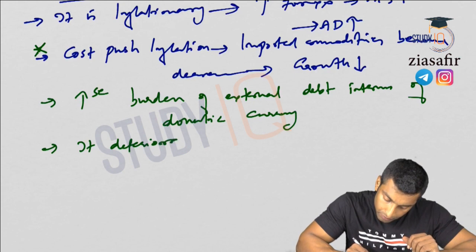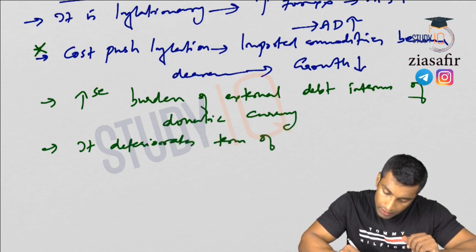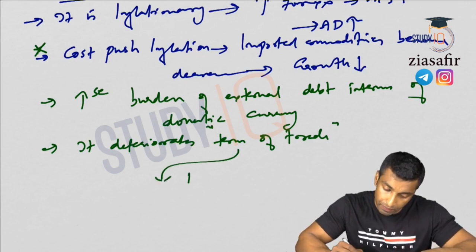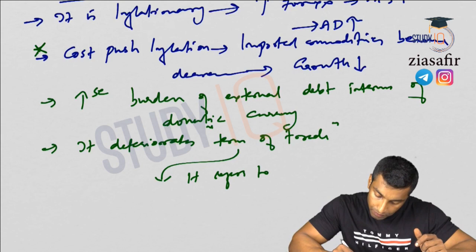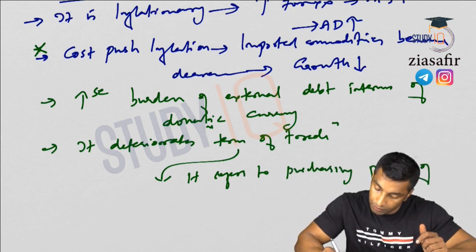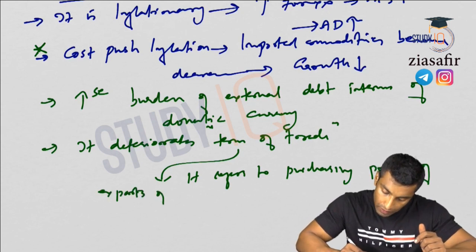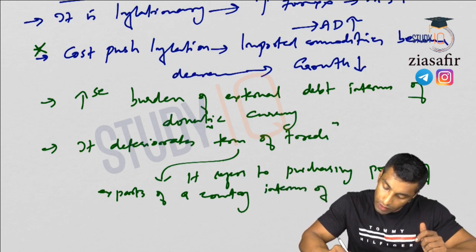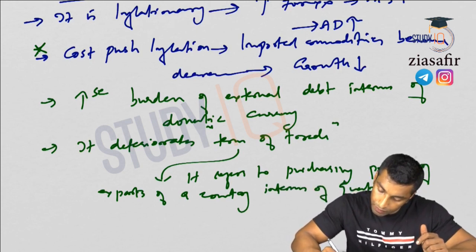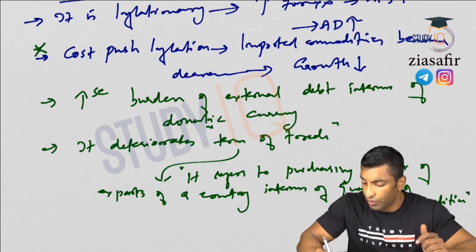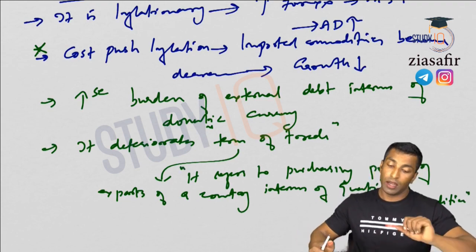It deteriorates terms of trade. What do you mean by terms of trade? It refers to the purchasing power of exports of a country in terms of the quantity of imported commodities. So I've already discussed this, so there is no point in getting into the details of it.